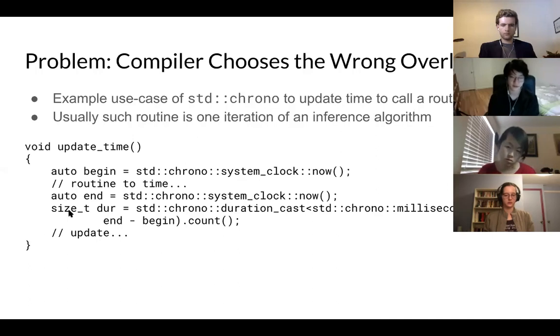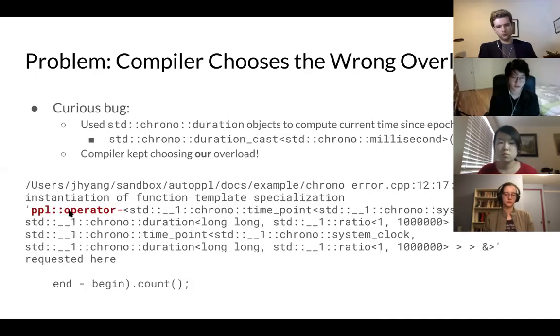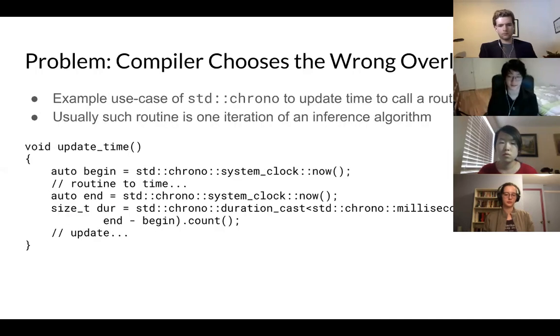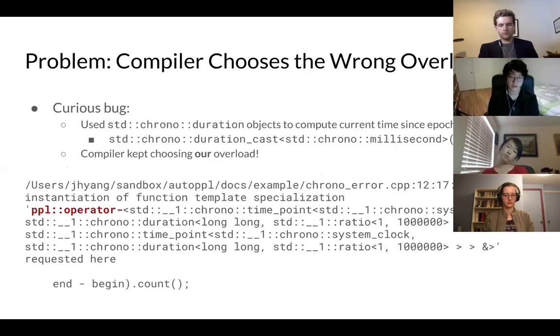Within our library, another use case of std::chrono is a function like update time. In this function, we first take the time of the current stage, then we call a routine to time, and then we take the time again, so that we can check the duration and maybe update some variables accordingly. When we compute the duration, we have to write the expression end minus begin, which uses operator minus. The error is that the compiler keeps choosing our overload, and we see below, highlighted in red and bold, that it is indeed choosing the PPL operator minus and not the chrono operator minus.